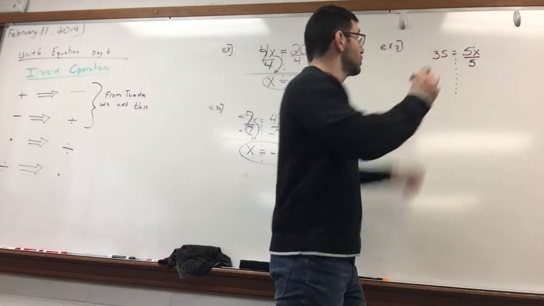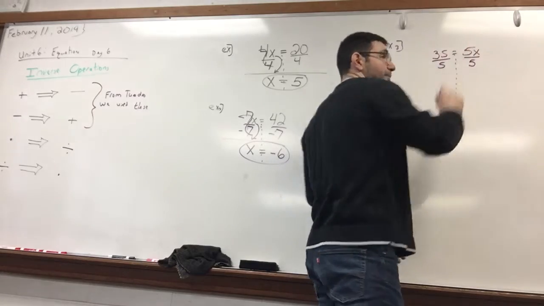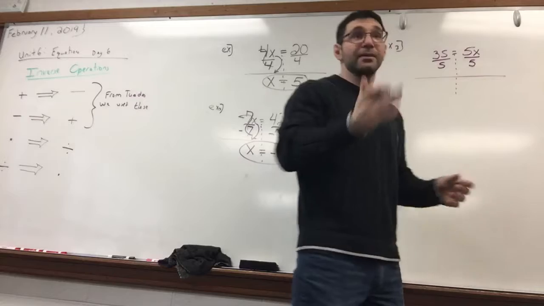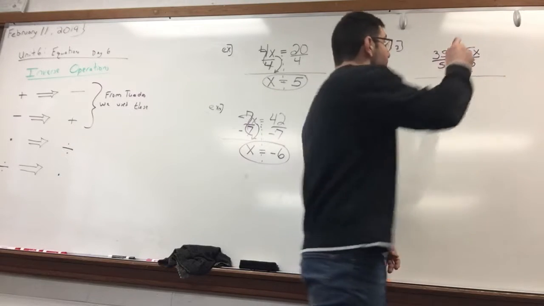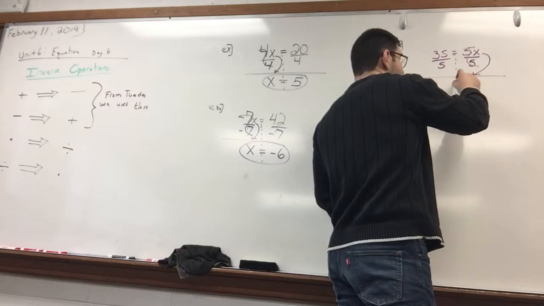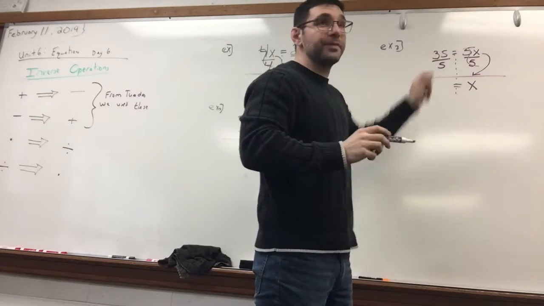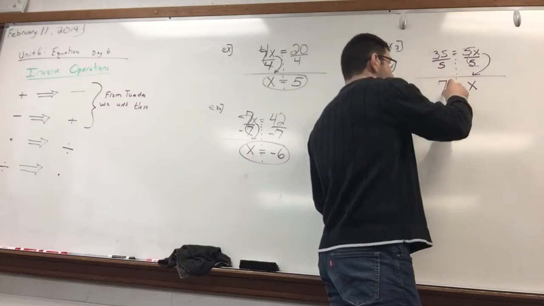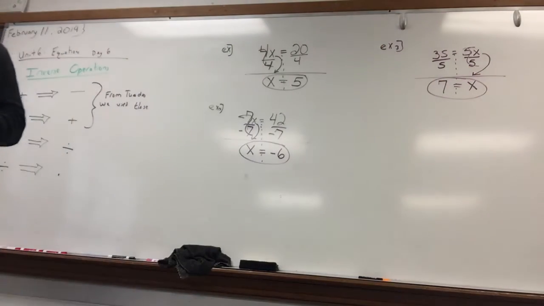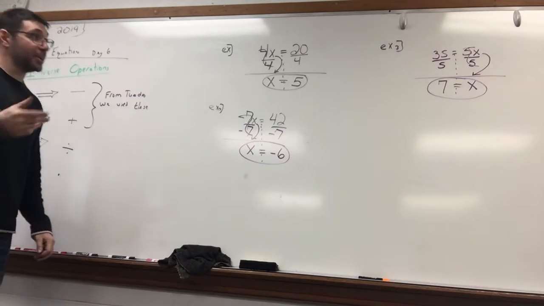So to undo the 5 from this side, we have to undo it from the other side to keep it the same, to keep it balanced. 5 divided by 5 is 1. 1 what? 1x. 35 divided by 5 is 7. Questions on how we get that? Good? Okay, so that's multiplication.